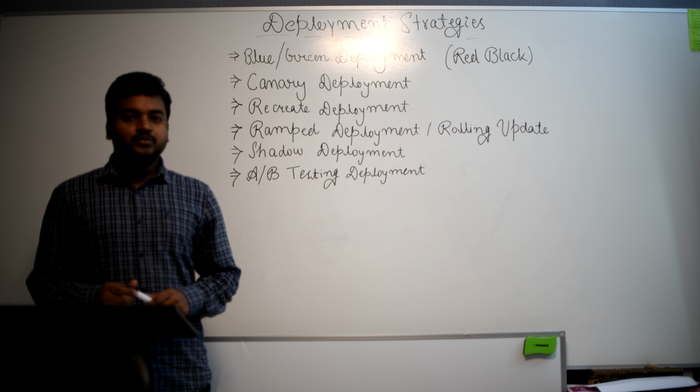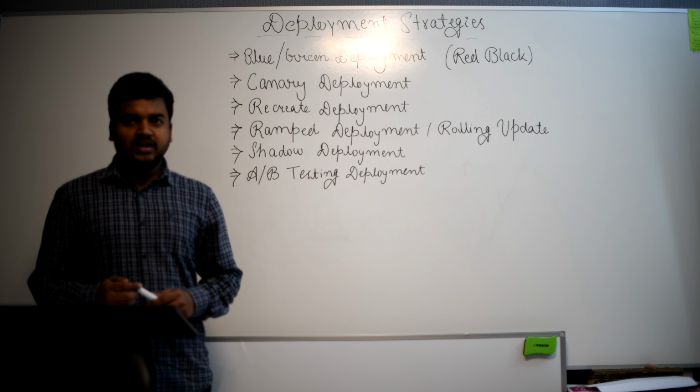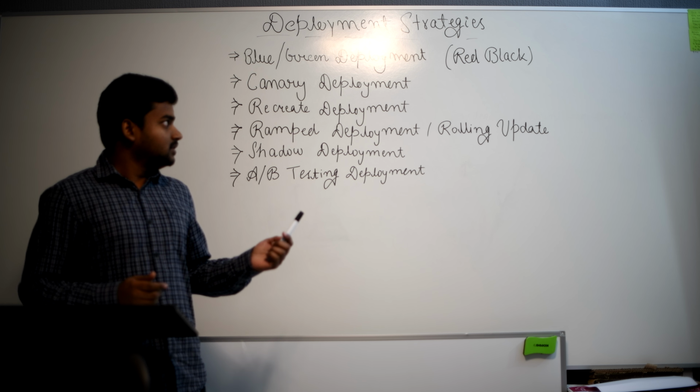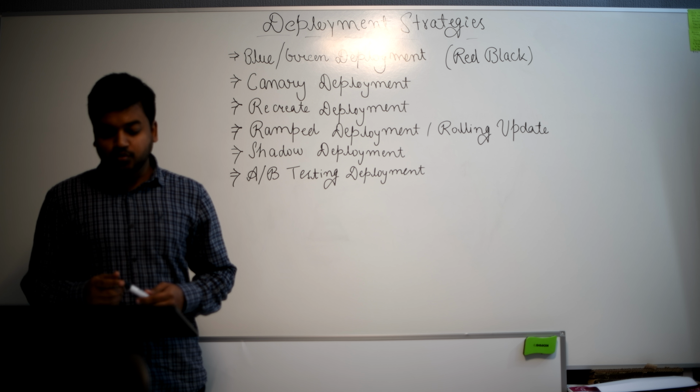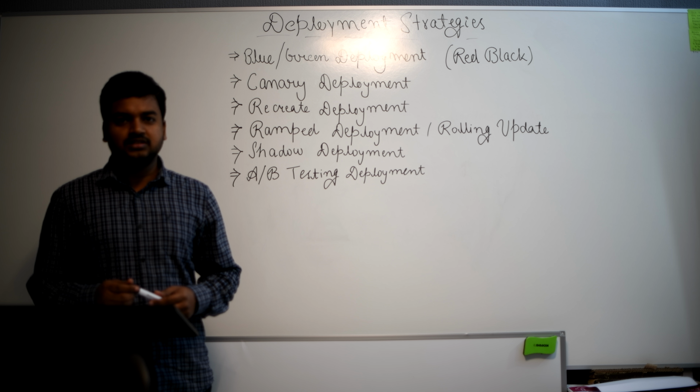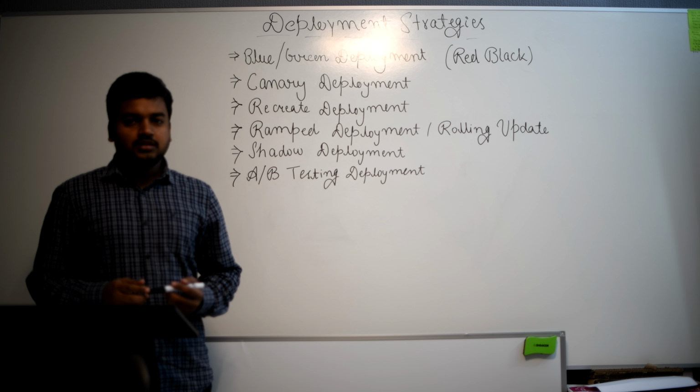Today we are going to discuss the topic of deployment strategy. There are majorly 6 types of deployment strategy. So the first one is the blue-green deployment strategy. We will discuss it.